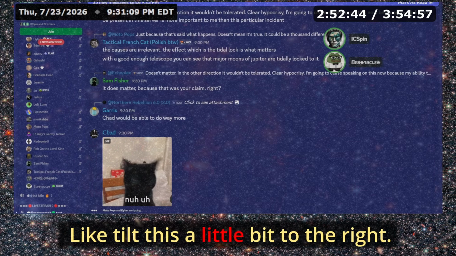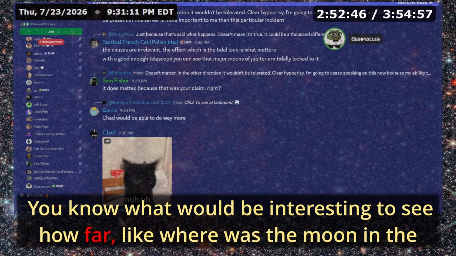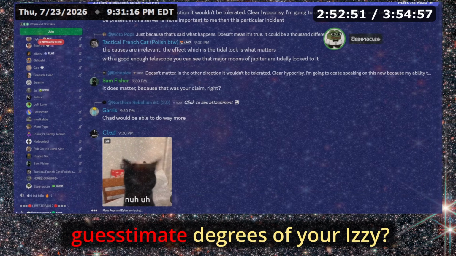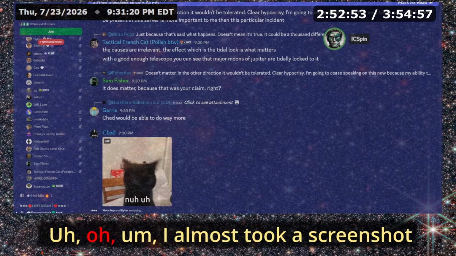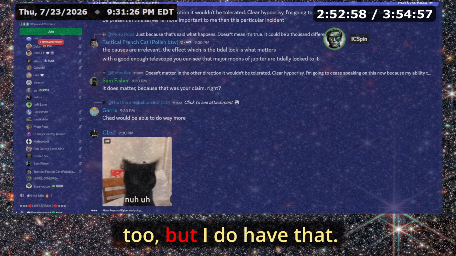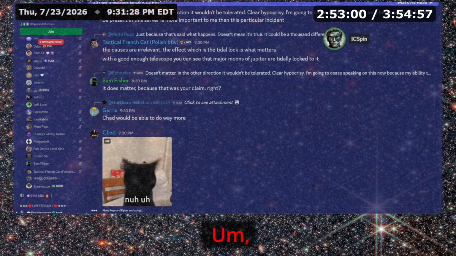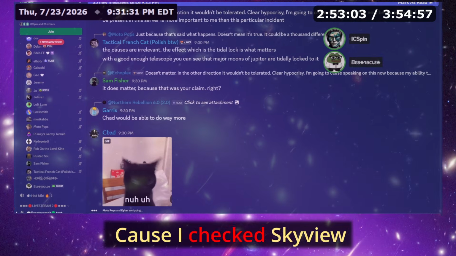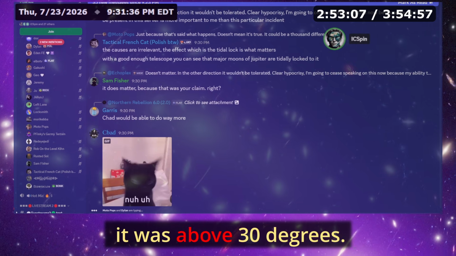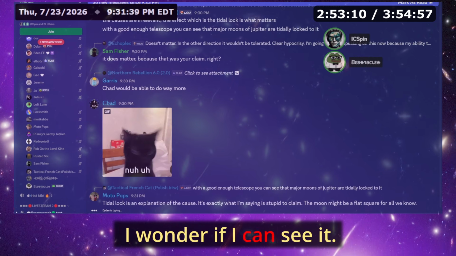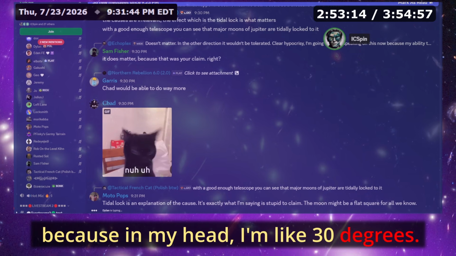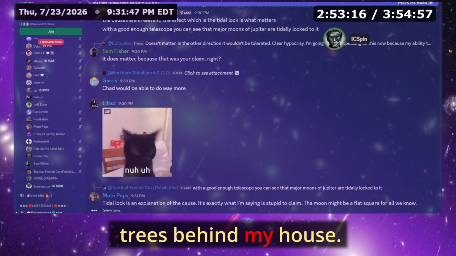Tilt this a little bit to the right. Where was the moon in the sky for you, for example? If you had to guesstimate degrees of your ASI. I almost took a screenshot with my Skyview app too, and I can go back to it because I checked Skyview before I went outside. I don't remember now. I think it was above 30 degrees because I was thinking, I wonder if I can see it. It was either right around it or above it, because in my head I'm like, 30 degrees, I ought to be able to see it. I have some trees behind my house.